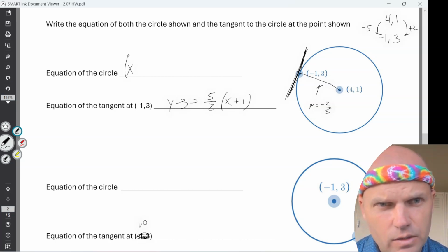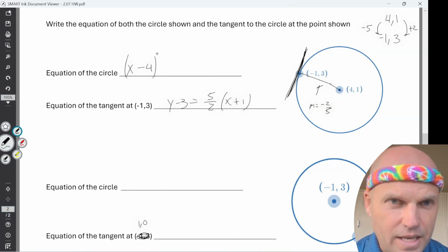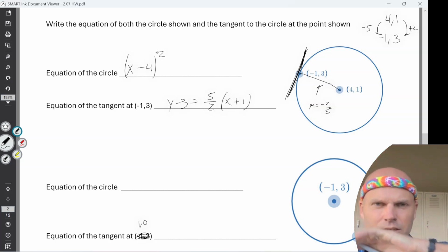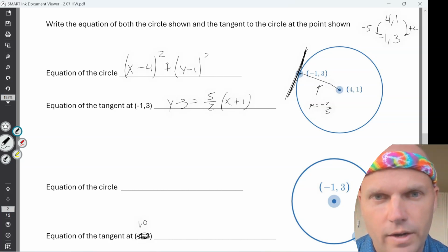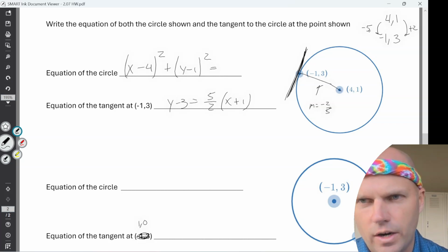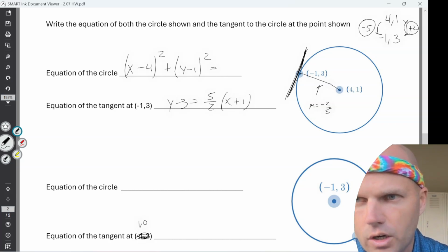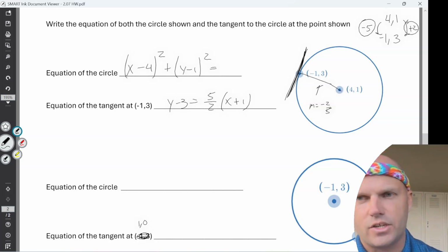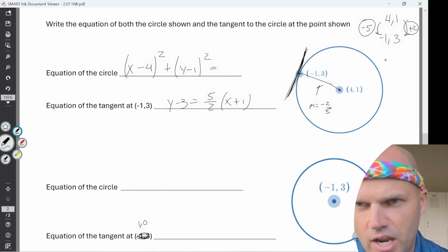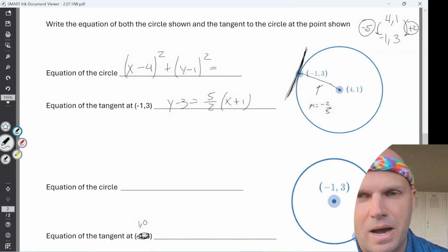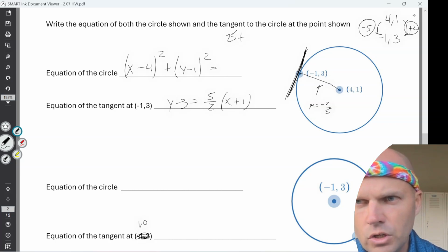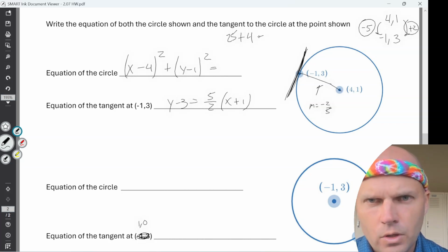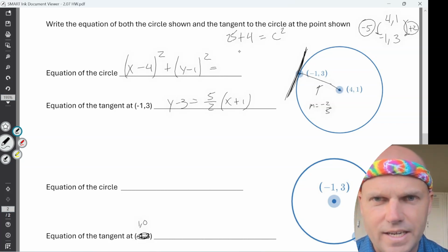Now, at least we've done this enough. We know the beginning of the circle focuses on the center: (x - 4) squared plus (y - 1) squared. Now we just need the radius squared. Well, we already did the work on the x change and the y change. So the x change is -5. -5 squared is 25. The y change is 2, so 2 squared is 4, which gives me c squared is 29.